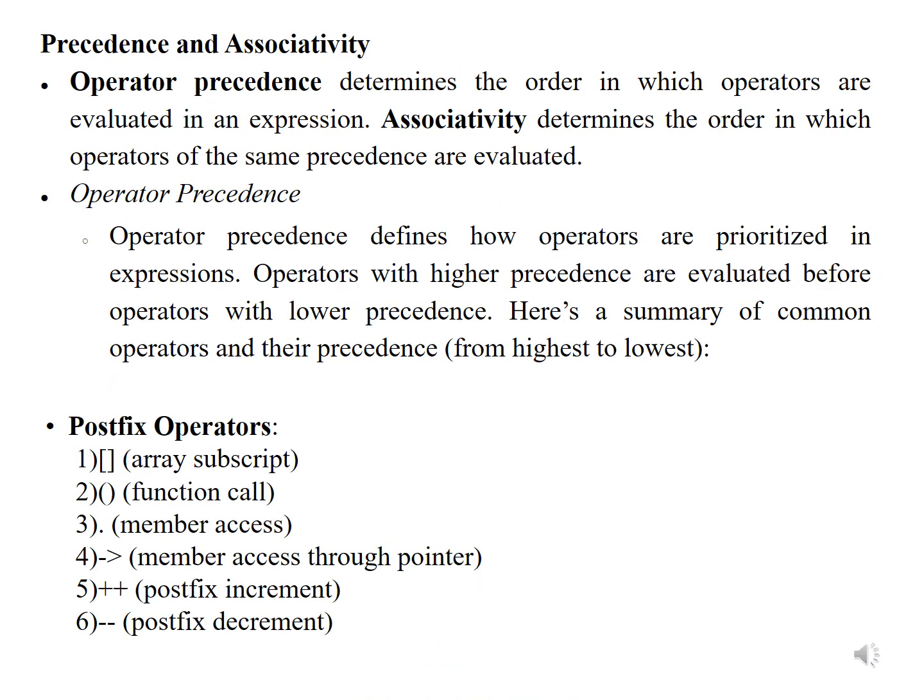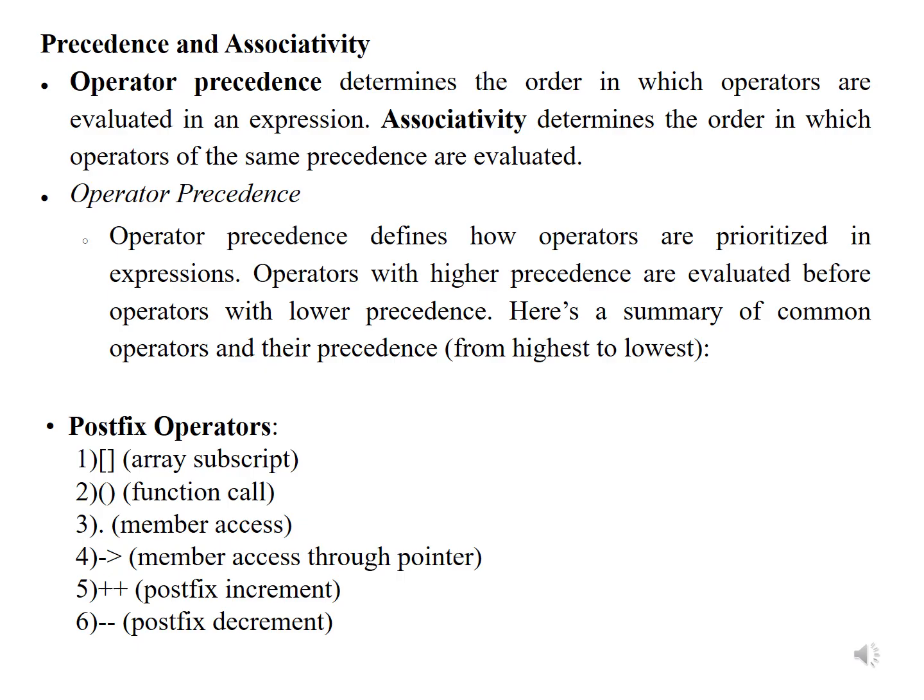Precedence and associativity. Operator precedence determines the order in which operators are evaluated in an expression. Associativity determines the order in which operators of the same precedence are evaluated. Operator precedence defines how operators are prioritized in an expression. Operators with higher precedence are evaluated before operators with lower precedence.